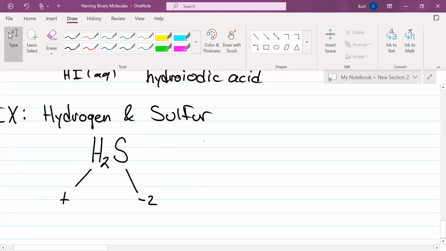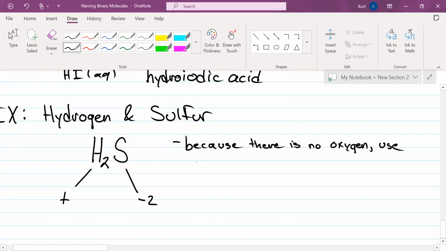So let's get into naming this. Do you guys see oxygen in this? That's going to be a big point. Do you see oxygen in that? No. So here's the rule. Because there is no oxygen, you will use binary acid naming rules.